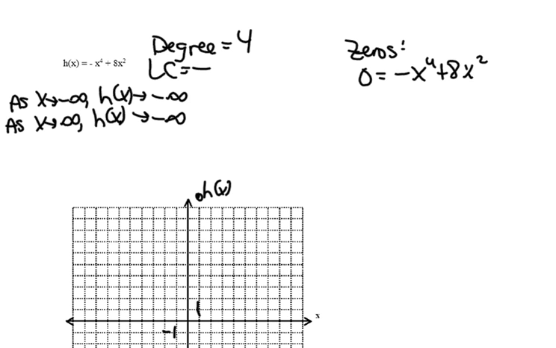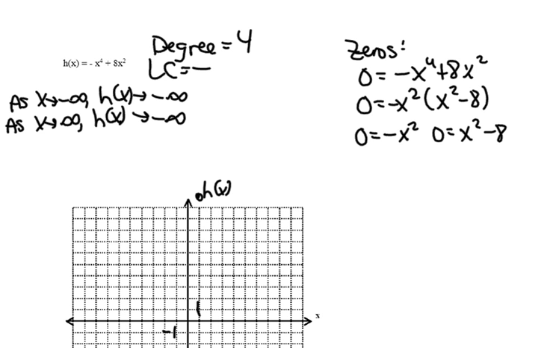Factor out an x squared, and I'm going to make it negative. So I'm left with x squared minus 8. Okay, all right, so I'm going to set each of these equal to 0. So divide, and we know that's going to be 0. So that is 0 with a multiplicity of 2. Again, because the multiplicity is even, it will kiss.